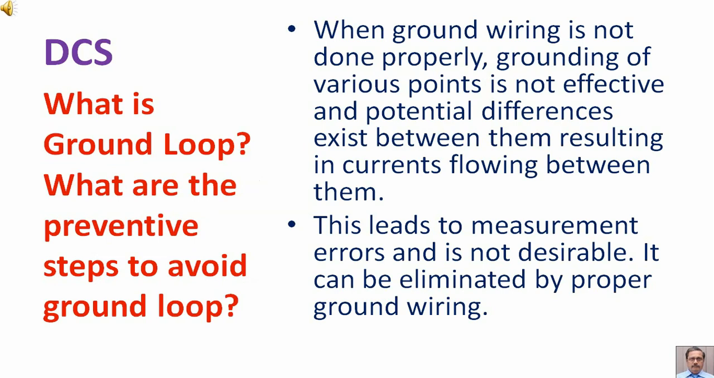What is ground loop? What are the preventive steps to avoid ground loops? When ground wiring is not done properly, grounding of the various points is not effective and potential differences exist between them, resulting in currents flowing between them. This leads to measurement errors and is not desirable. It can be eliminated by proper grounding wiring.